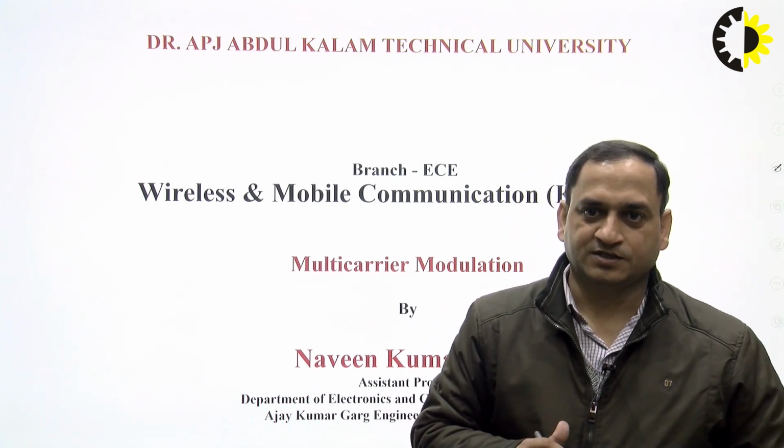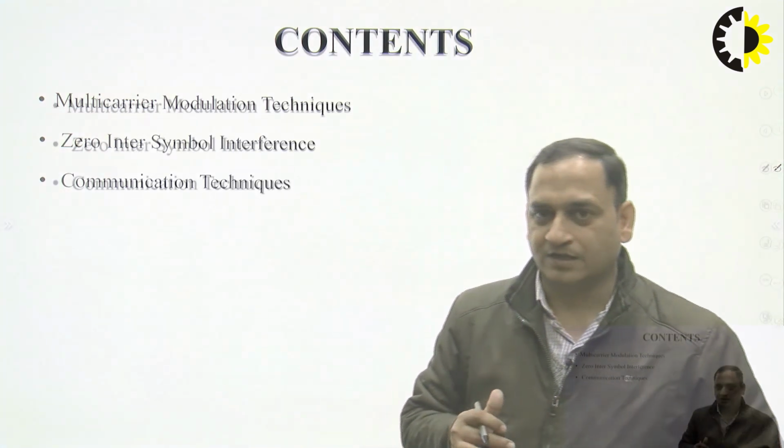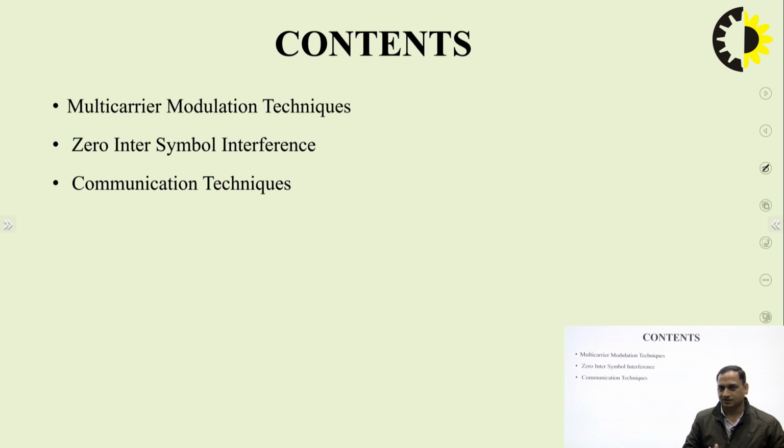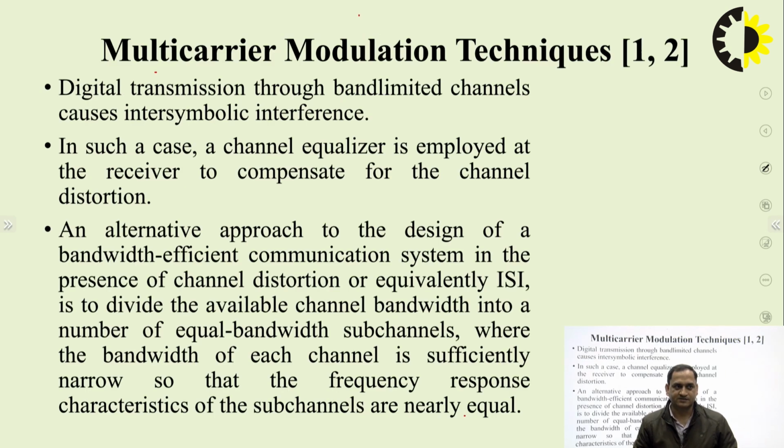In our wireless communication, we will discuss multi-carrier modulation. Here we will discuss the basic principle of orthogonality, which is used for multi-carrier modulation, and different modulation techniques for multi-carrier. Then, under interference reduction methods, we will discuss zero intersymbol interference and some communication techniques used to mitigate the ISI, or intersymbol interference, as we already discussed in the previous lectures on digital transmission techniques.